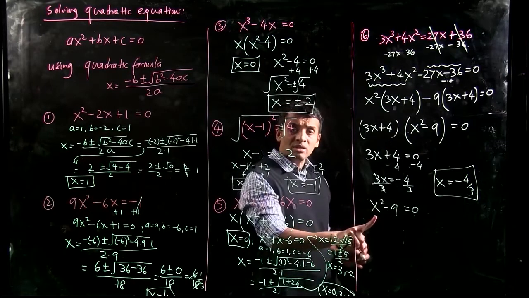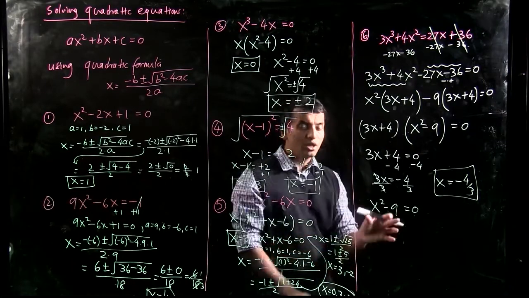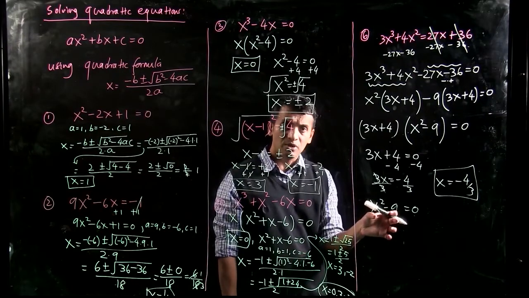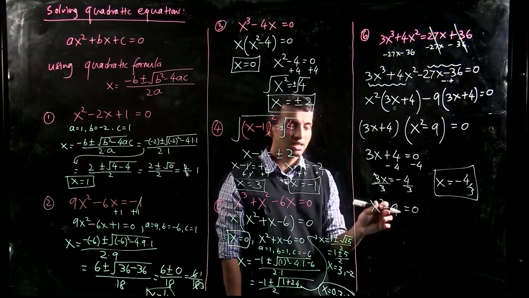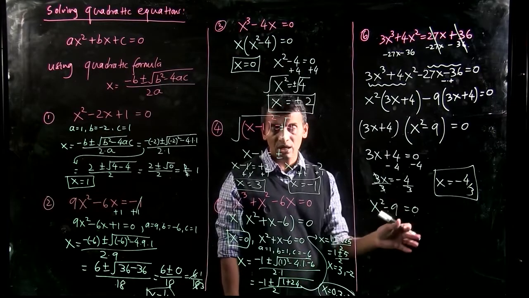So to solve this one, there is a shortcut. I will show you the shortcut. But what you can do is you can use the quadratic formula again. It is like a is 1, b is, there is no x term, so b is 0 and c is negative 9. You can do it that way too.